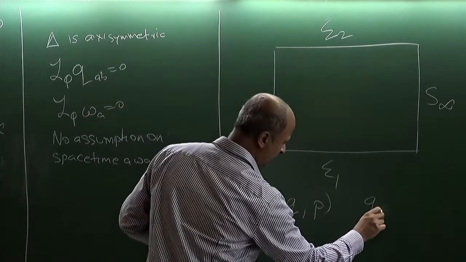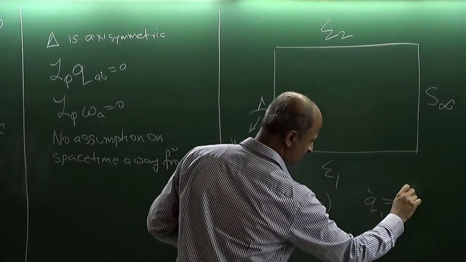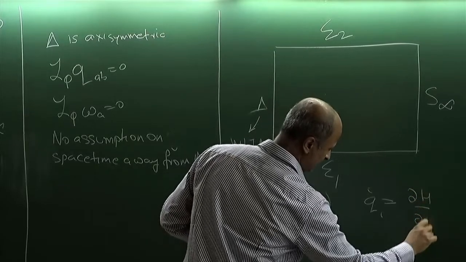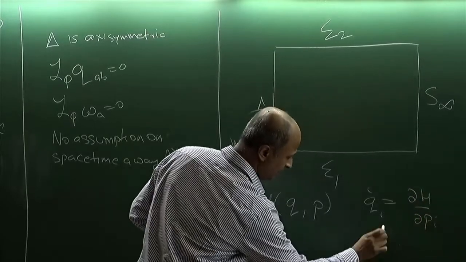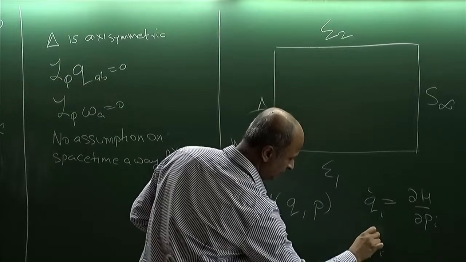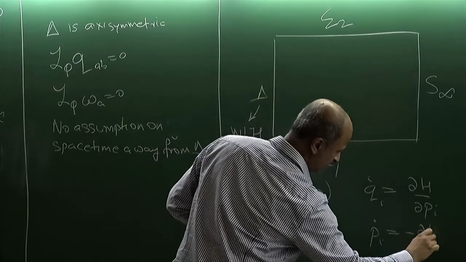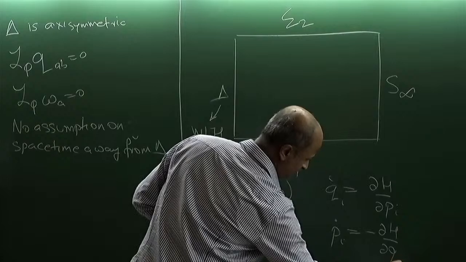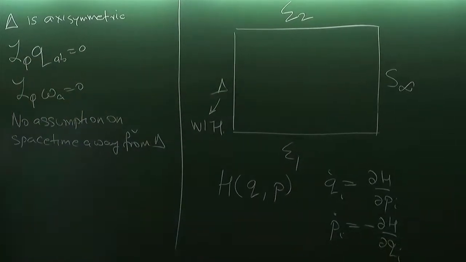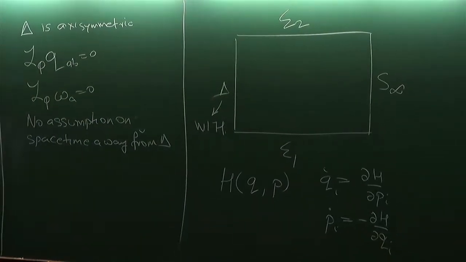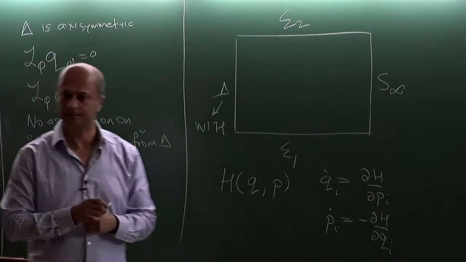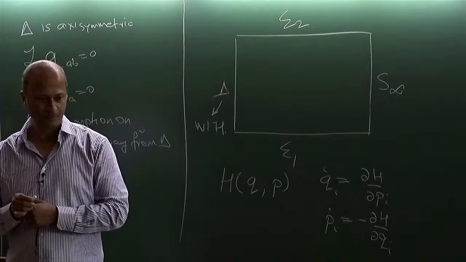So Qi dot is del H by del Pi, and Pi dot is minus del H by del Qi. Okay? So given the Hamiltonian, you know how these coordinates and momenta evolve in time.